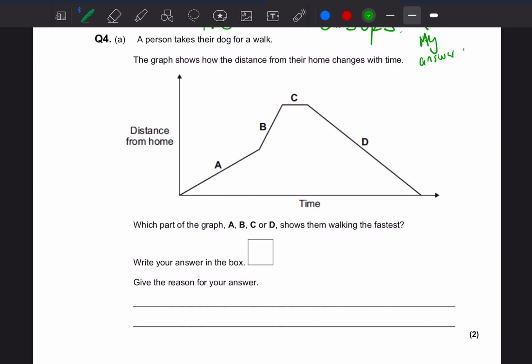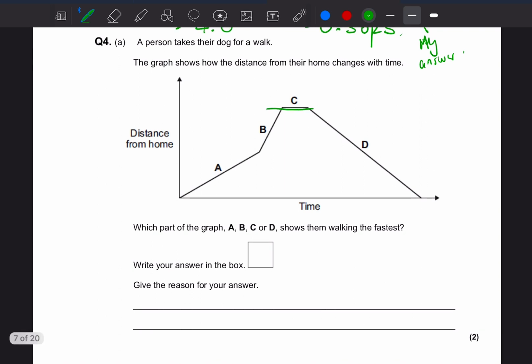We've discussed this in question 2, I think it was, or it might have been question 3. On a distance-time graph, the steeper the line, the faster the object is traveling. So C is totally flat, so we've got a stationary object. A, we've got a gradient that looks like that. And B, we've got a much steeper gradient.